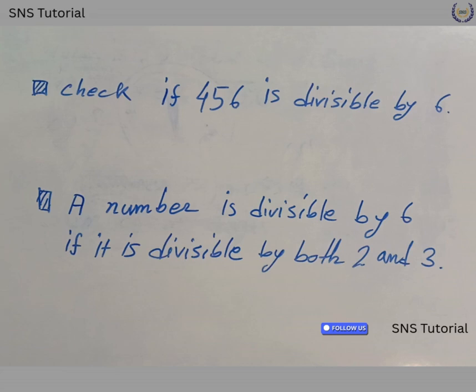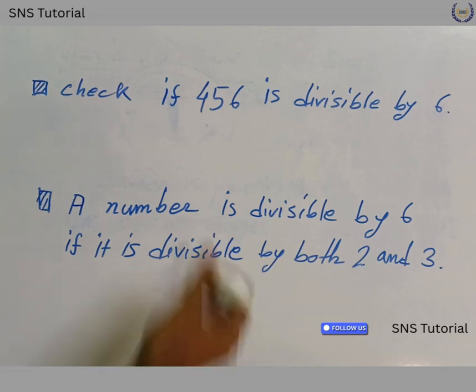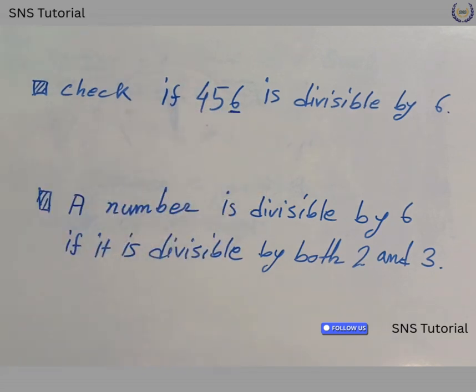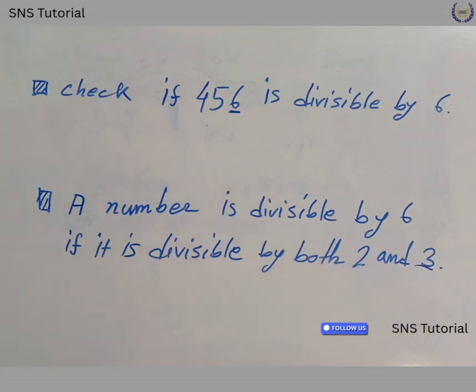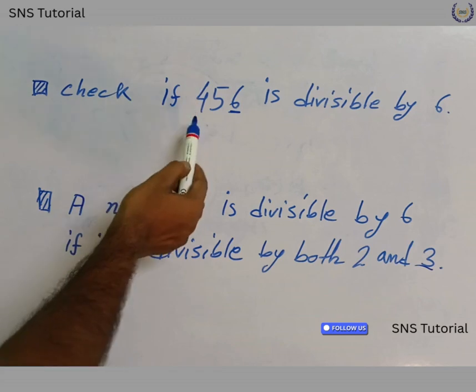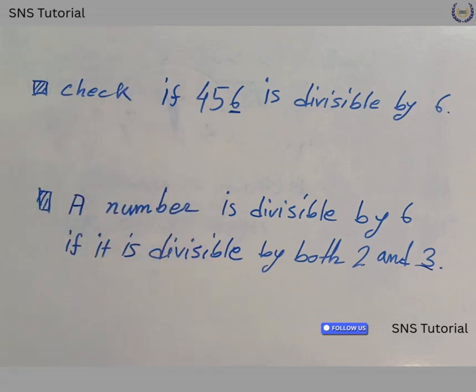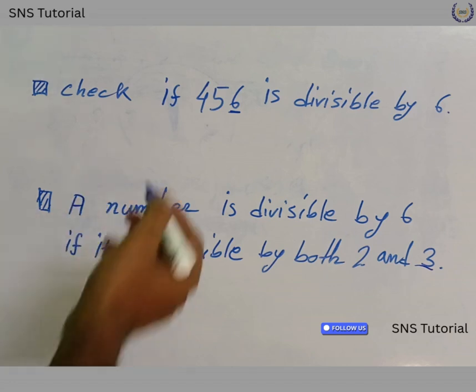So how will you know that a number is divisible by 2? Just see the unit digit, and if the unit digit is an even number, then the whole number will be divisible by 2. And how will you know whether the number is divisible by 3 or not? I have already given a video. If the sum of the digits is divisible by 3, then the number will be divisible by 3.